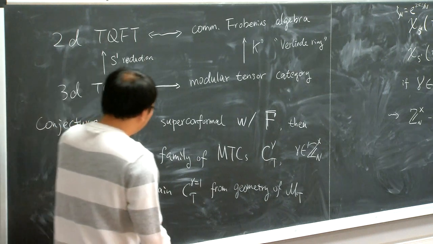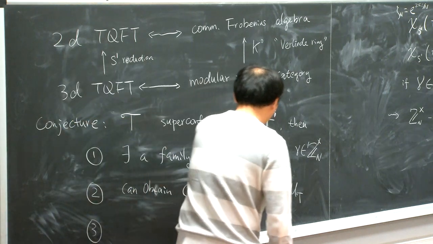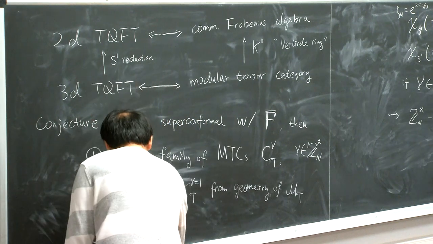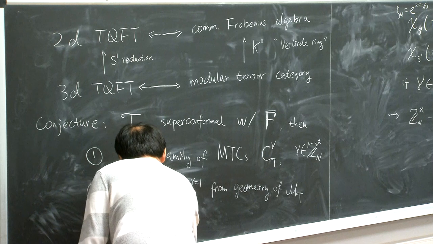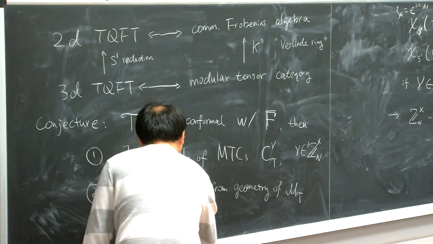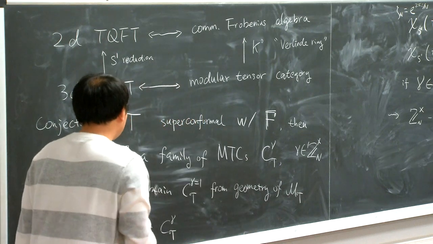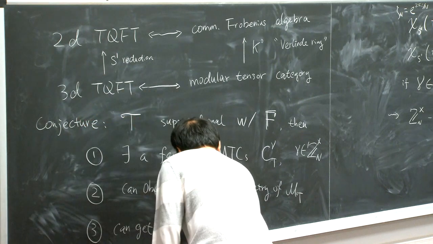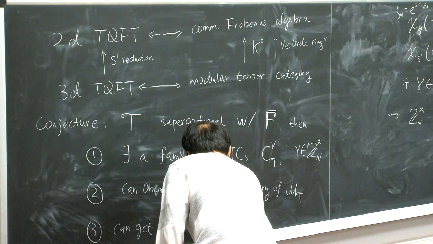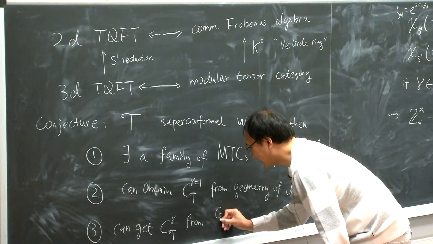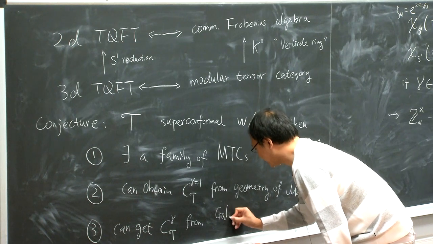So if you manage to reconstruct this category from the geometry of M_T, then the third part of the conjecture states that you can also get C_T with more general gamma by doing a Galois transformation on the modular tensor category C_T,gamma equals 1.